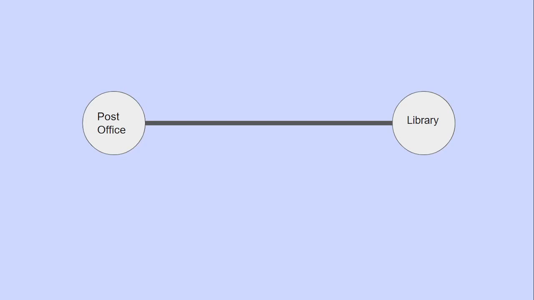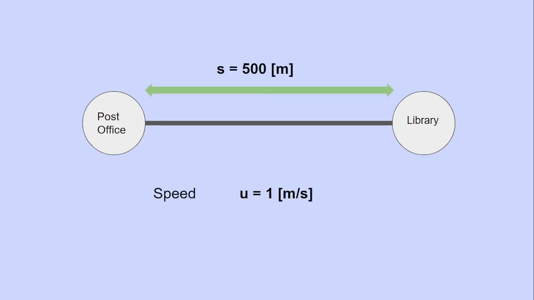We have 2 points. This time we have a post office and a library. So the distance between the post office and the library equals 500 meters. U equals 1 meter per second. We want to know how long it would take a person to walk from the post office to the library if they move at a constant speed.